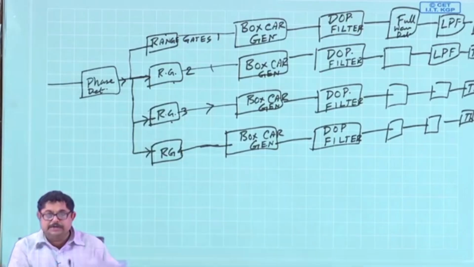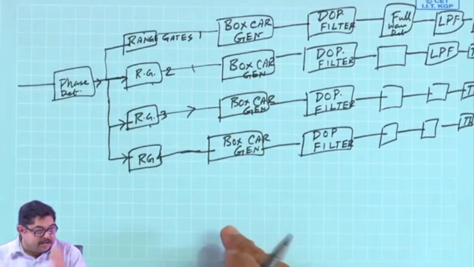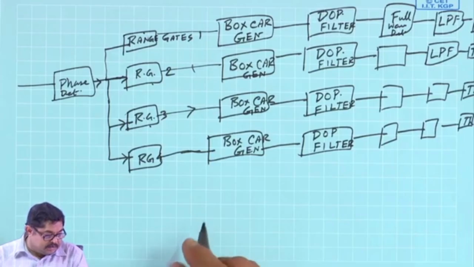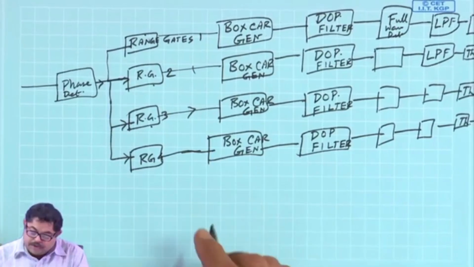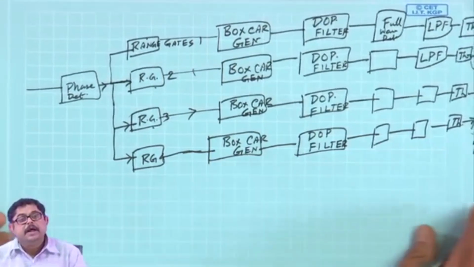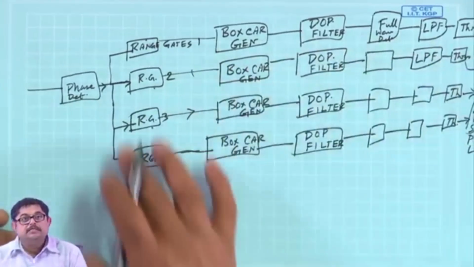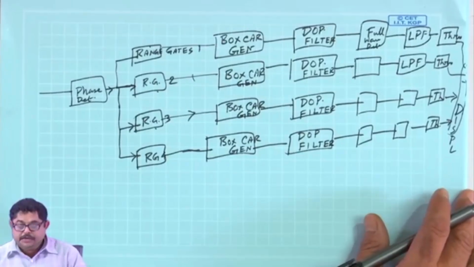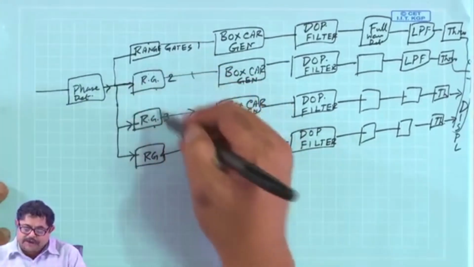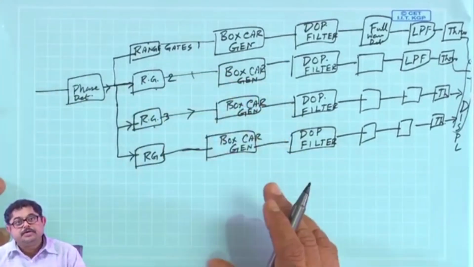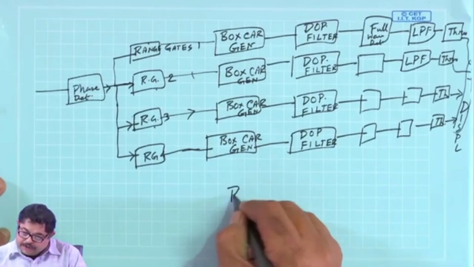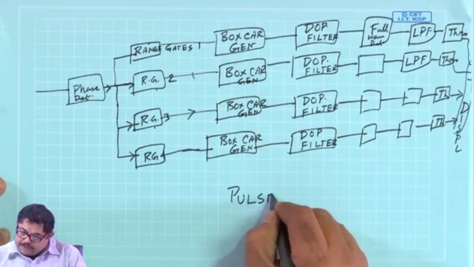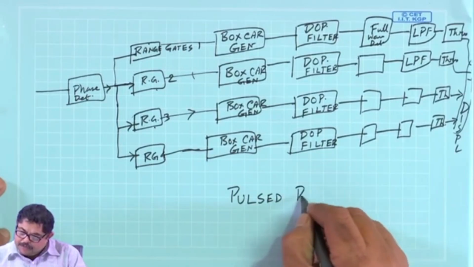Actually, modern radars use that. The MTI filter is no more used, but these are used for AWACS etc., where this electronics needs to be very fast, because range gates you need to operate. So, this scheme is called, as I said, pulsed Doppler radar.